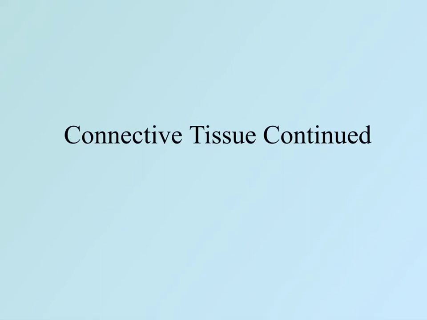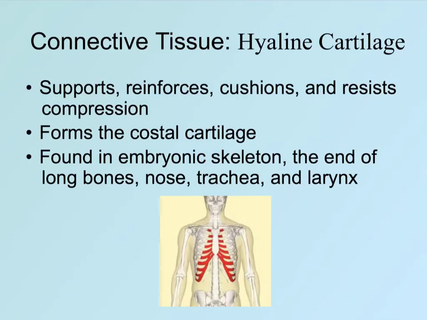Okay, so we're going to continue our discussion on connective tissue. This is going to include the connective tissues that weren't included in the first set of notes. Okay, so the next type of connective tissue is hyaline cartilage.